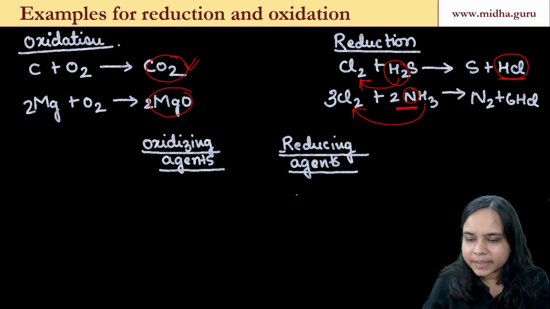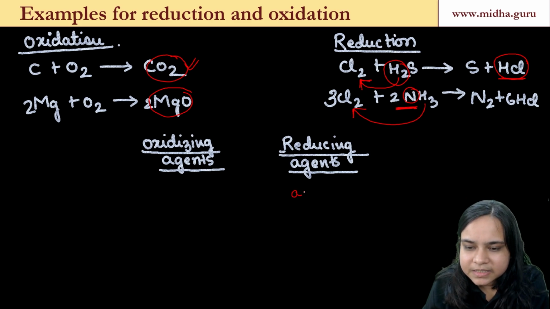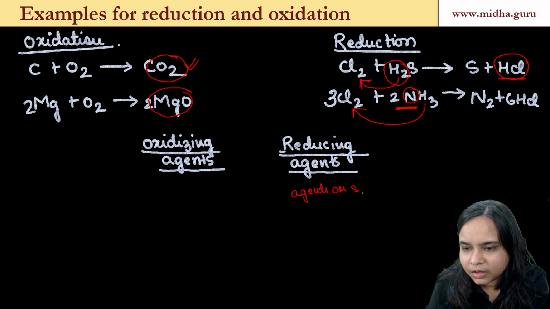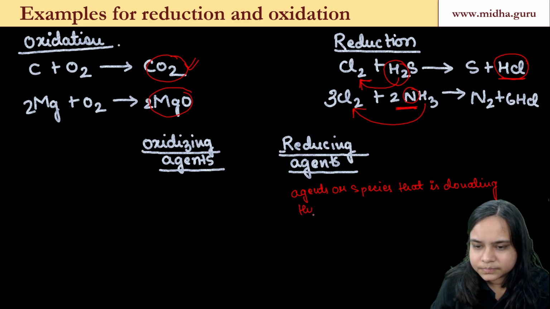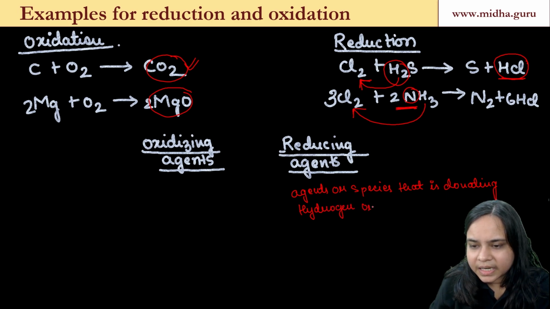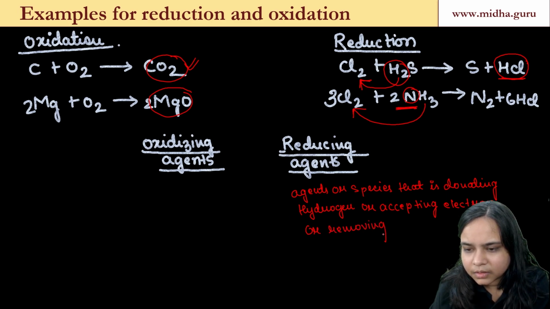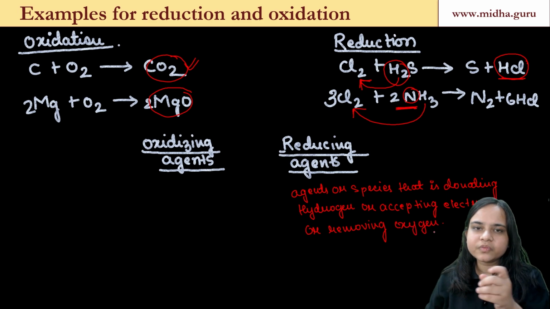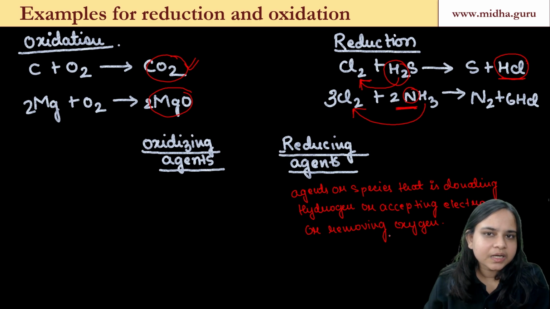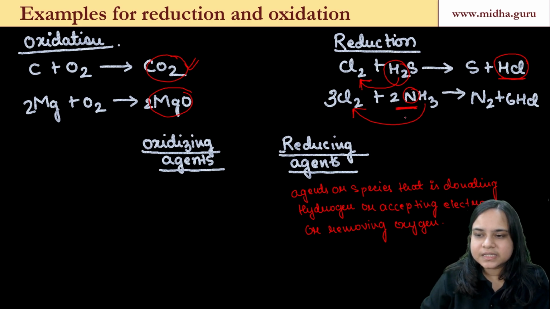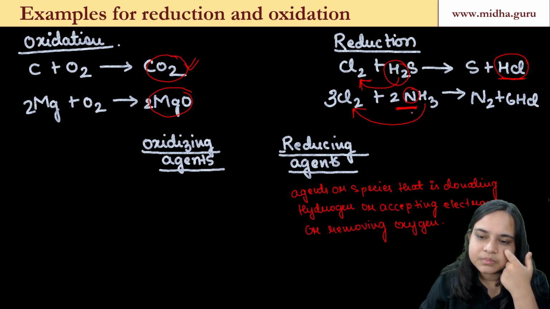a reducing agent. So we can say reducing agents are those agents or species that are donating hydrogen or accepting electrons or removing oxygen. If any compound or any element is removing oxygen from another compound or adding hydrogen to it, it becomes a reducing agent. Since it is donating its hydrogen to Cl, it becomes a reducing agent.